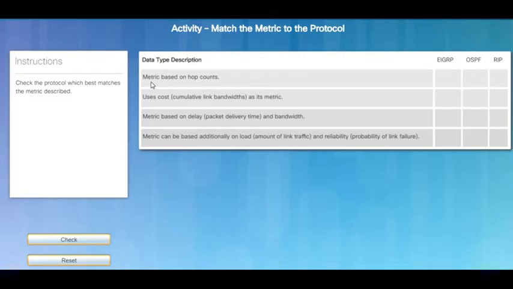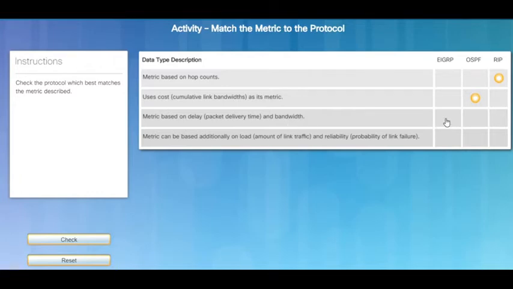The first one, metric based on hop count. Which among these protocols uses hop count? If you answered RIP, let's find out later. Uses cost as its metric. The cost is a cumulative link bandwidth. OSPF. What about the protocol that uses metric based on delay and bandwidth?